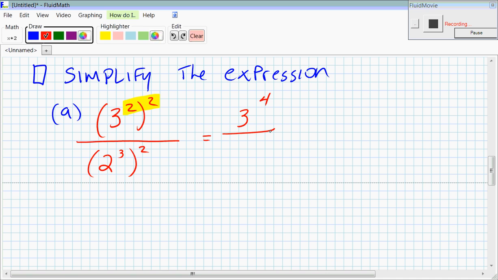We can do the same exact thing on the bottom. We can multiply those 2 together. So what's 3 times 3? So this is 2 to the 6th. Okay, good. How much is 3 to the 4th? 3 times 3 is 9 times 3 is 27 times 3 is 81. 81. 2 times 2 is 4, times 2, times 2, times 2, times 2. There you go. And that's the answer for that one.